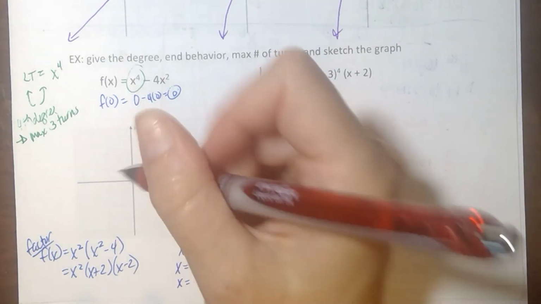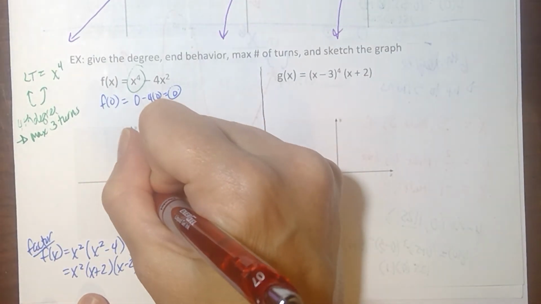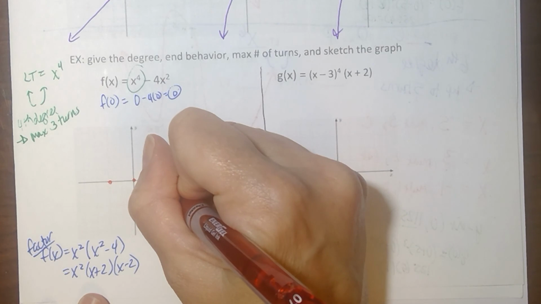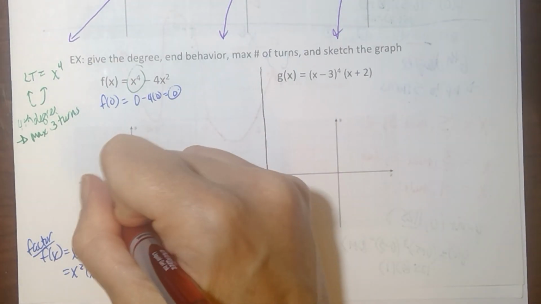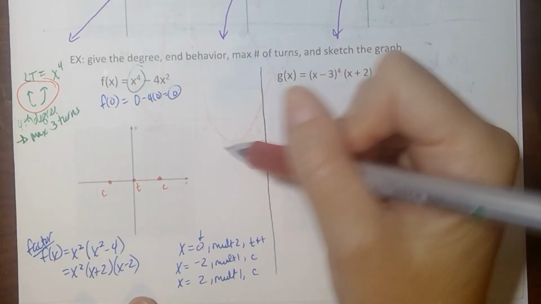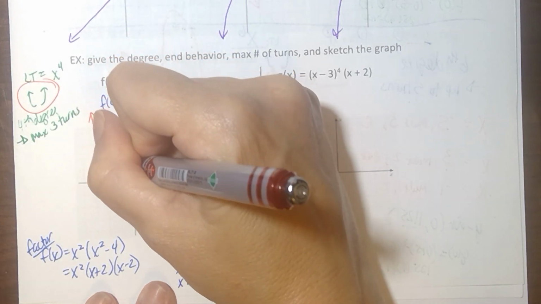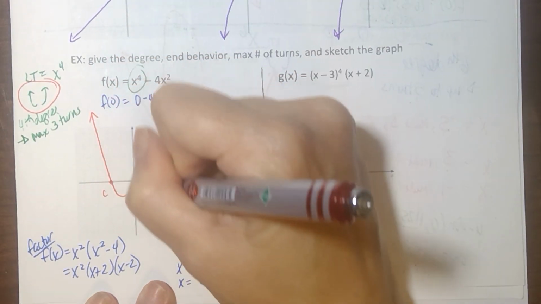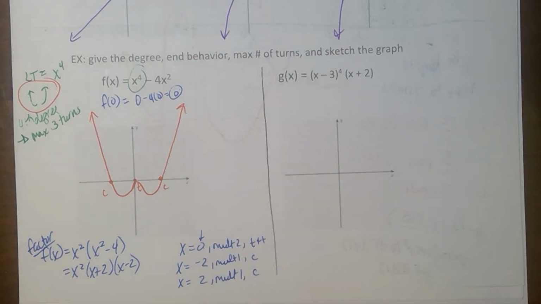Okay, let's look at this. So we have intercepts at 0, negative 2, and positive 2. At 0, I touch and turn. At the other 2, I cross. My end behavior is both ends up. So, both ends up, cross, touch and turn, come back. There we go. That's what that graph looks like.